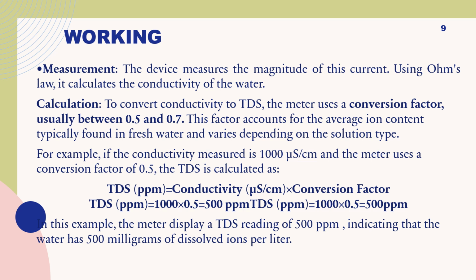Taking an example calculation, if the meter measures a conductivity of 1000 microsiemens per centimeter and the conversion factor is 0.5, then the TDS is calculated as TDS equals conductivity times conversion factor. For our example, the TDS equals 500 ppm. This indicates that the water contains 500 milligrams of dissolved solids per liter.